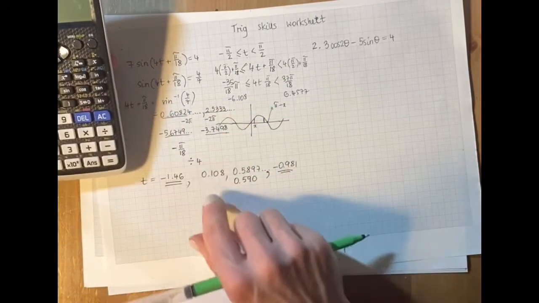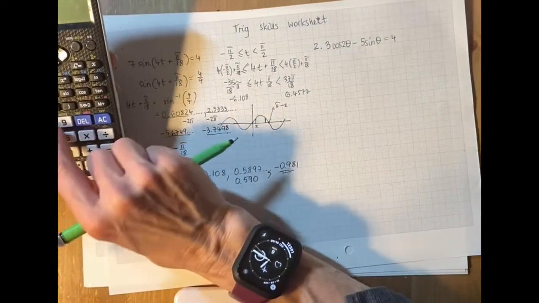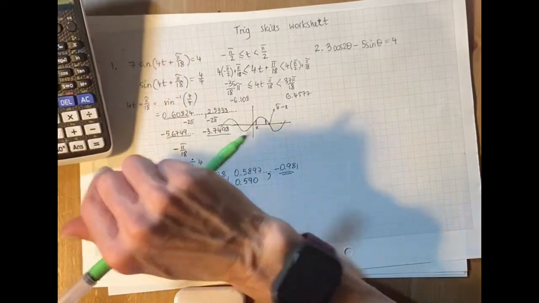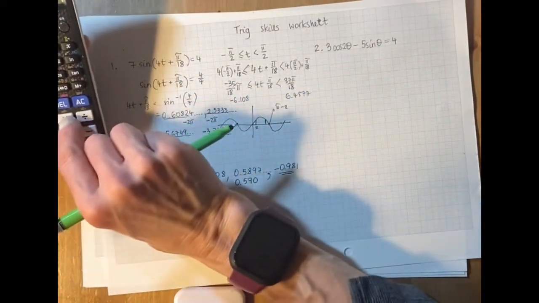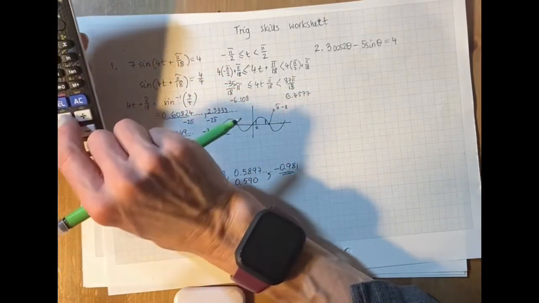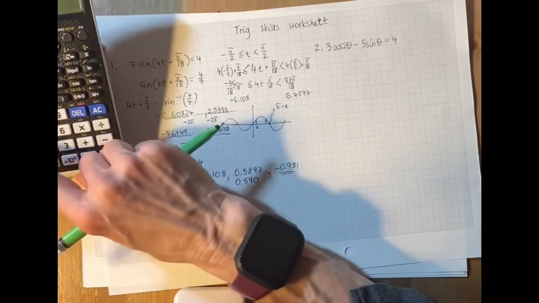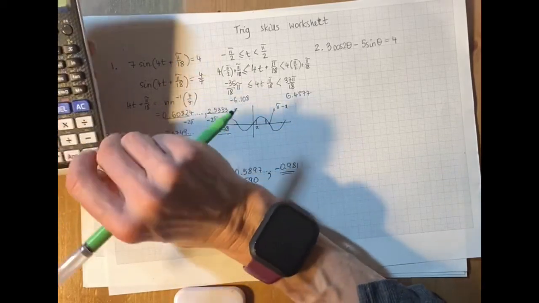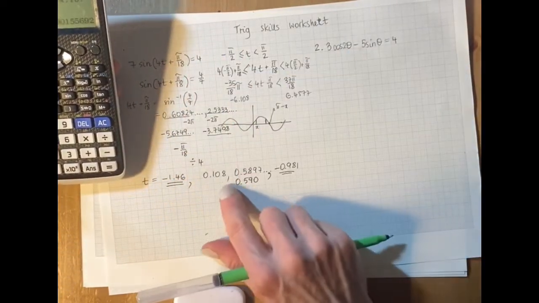If I want to check if this one is correct, let's say I want to put the rounded answer because I haven't got the exact answer. So I'll put it as ans and do 7 sine, actually I had it typed in before, but never mind. I'll just use that plus pi over 18. Okay, that gives me a value close to 4. I reckon that is correct.